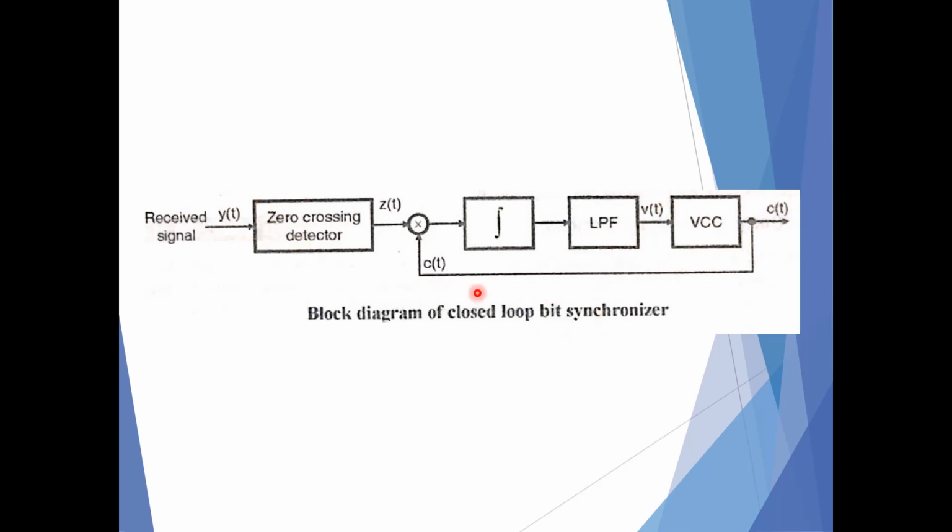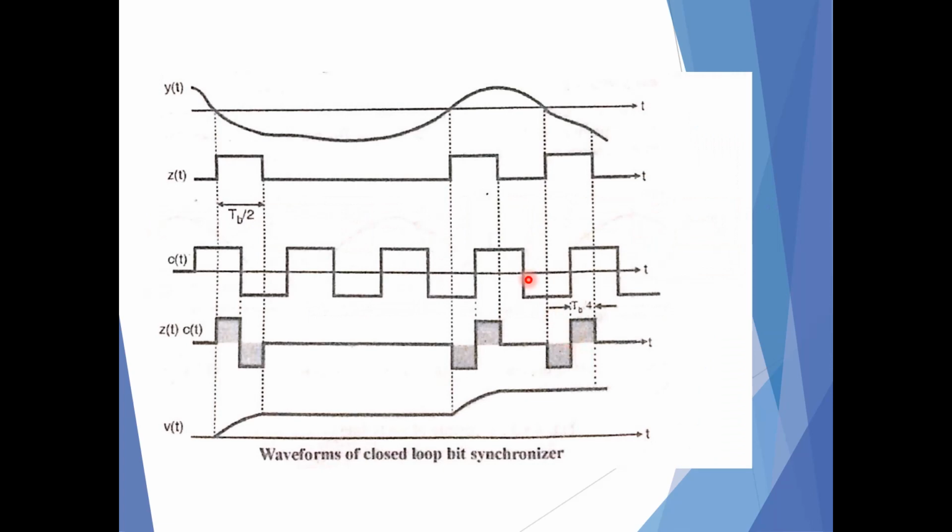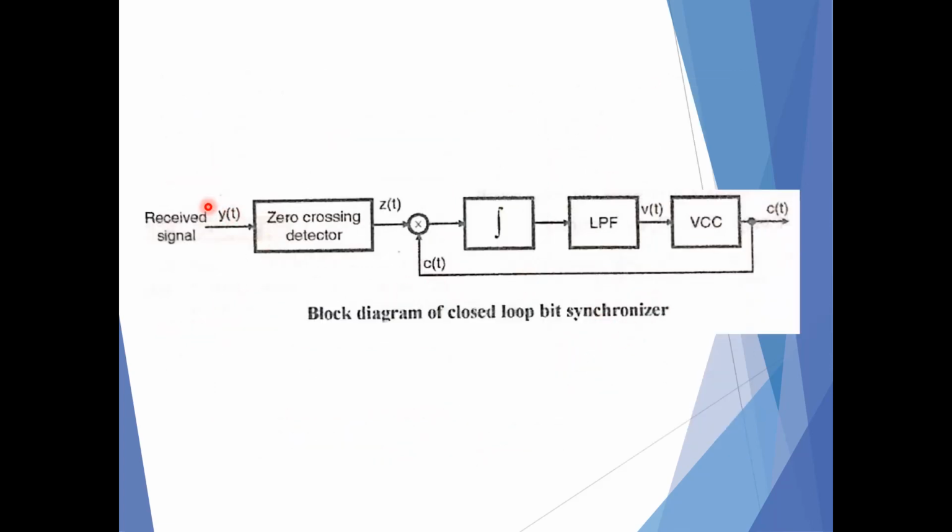We can observe all the waveforms of this closed loop bit synchronizer. Here we just need to remember that y of t is the received signal, z of t is the output of the ZCD, and the third, c of t, is a square wave clock. The output of the multiplier, z of t into c of t, will be integrated and then low pass filtered. And then the actual output is v of t. The VCC is used in the feedback to generate the control signal from this output signal.